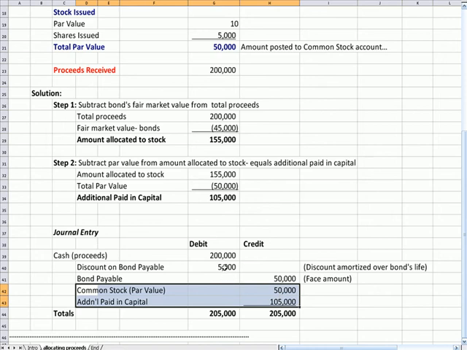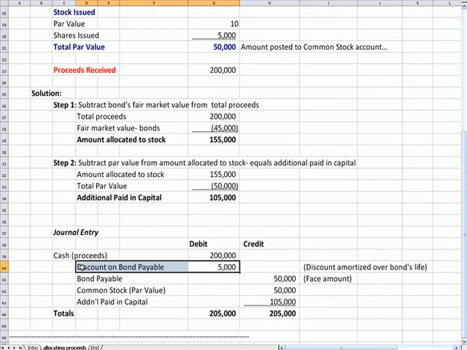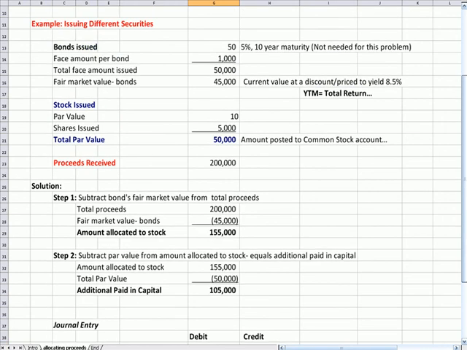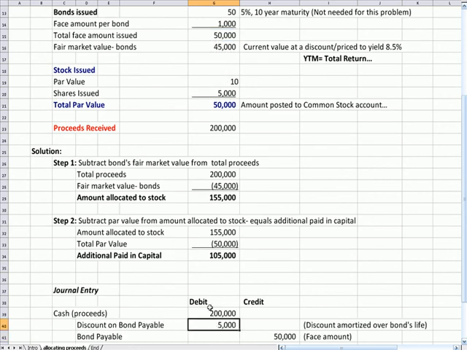Now, in order to make debits equal credits, I need a $5,000 debit. For example, if I made this 0, you can see that debits don't equal credits. So I need a $5,000 debit to make things balance. That is the discount on bond payable, and another way to figure that is I could create a formula by taking the face amount of the bonds I issued less the fair market value to get that $5,000 so that I can link those two numbers.